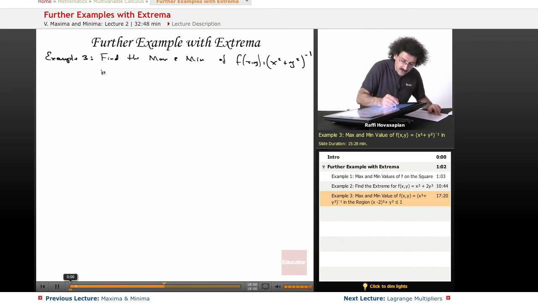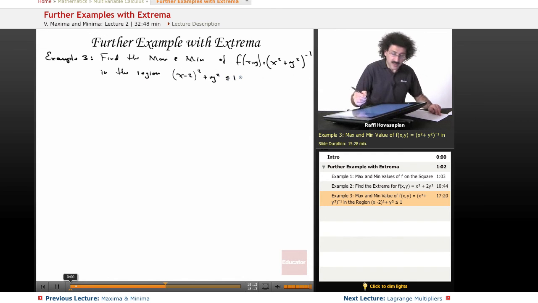In the region, we're going to add one more bit of complication here. In the region, x minus 2 squared plus y squared is less than or equal to 1. Okay, so now I've not only specified a function, I've specified a region, except now the region is given as an equation. So this is an equation of a circle that's centered at 2, 0.